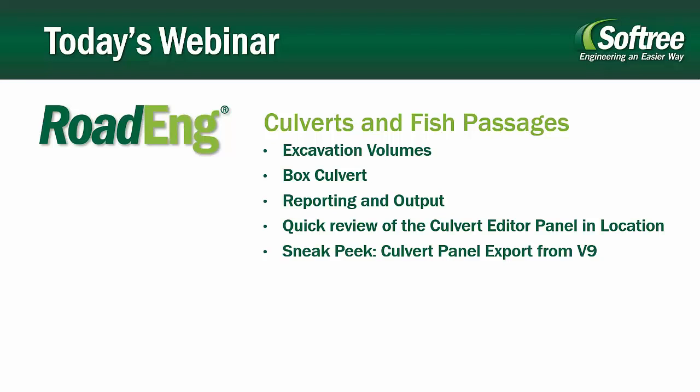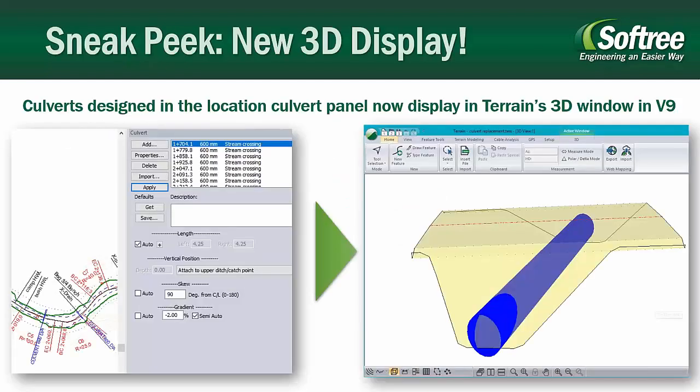But we're going to be focusing on a box culvert today, taking that through to reporting and output, and then showing you a quick review of what you can do in our location module using something called the culvert editor panel. So the above three steps were all being done in our terrain module of RoadEng. Then we'll take a quick look at the culvert editor panel and location. And if we've got time, we're going to include a sneak peek of a new feature that is coming from the culvert editor panel, which is what happens when you export those culverts in location V9 and what happens when you look at them in terrain.